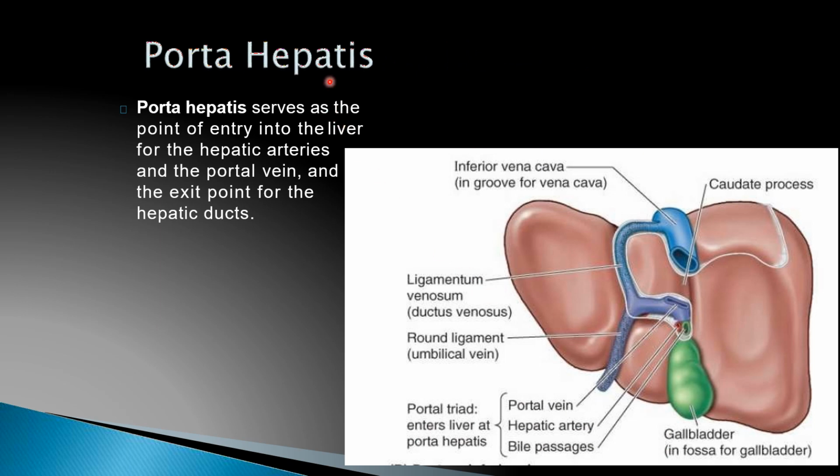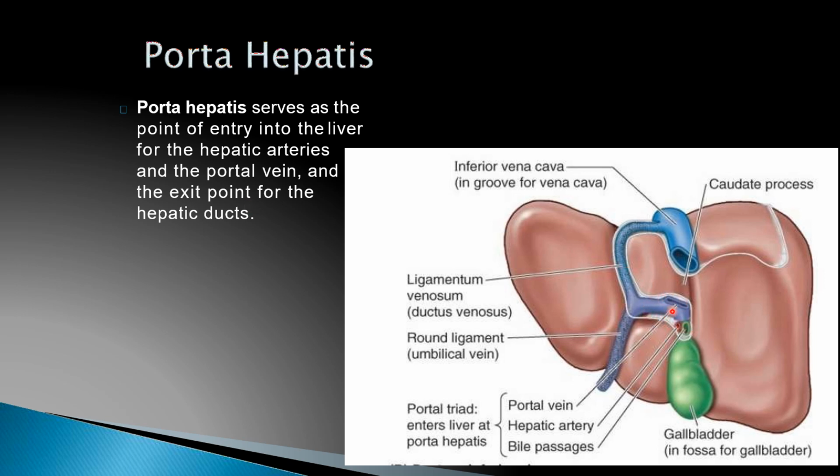One sentence about the area called the porta hepatis. This is the area that serves as the point of entry into the liver for the hepatic artery and portal vein, and exit for the hepatic ducts. That area is called the porta hepatis. This is the area called the porta hepatis.